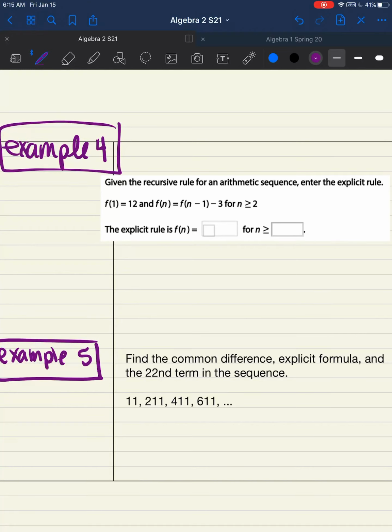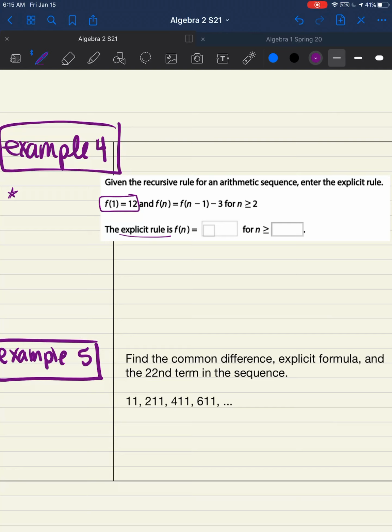All right, example 4. Here is a situation where your first term given is called term 1, not 0. So writing the explicit rule will be a little different. So definitely make a note of this.